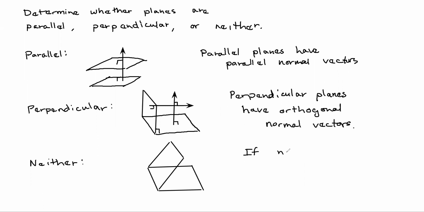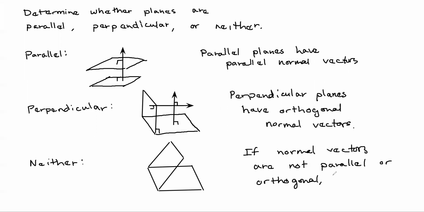If normal vectors are not parallel or orthogonal, then the planes are not parallel or perpendicular. It's neither, the neither case. Okay, let's see this in action.